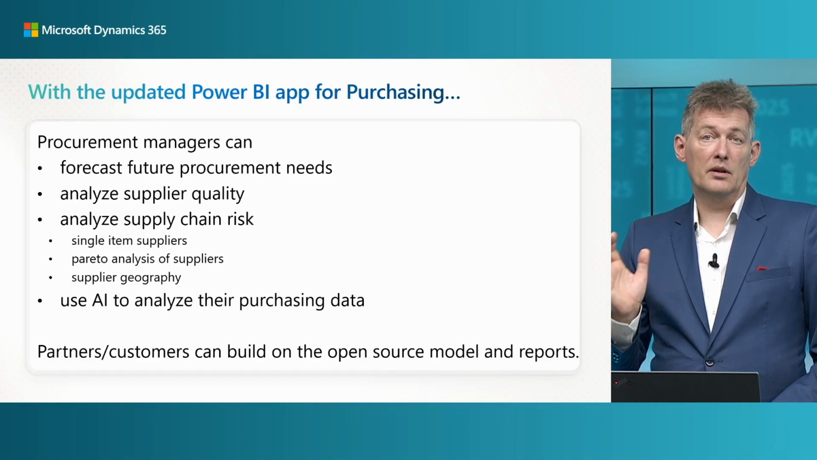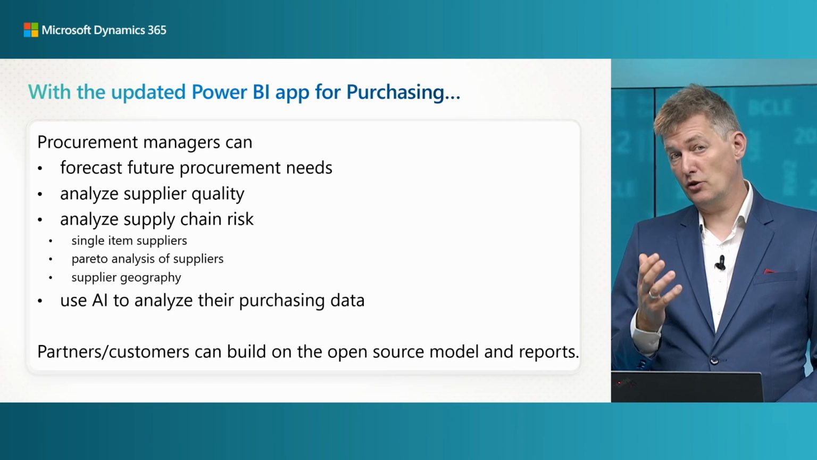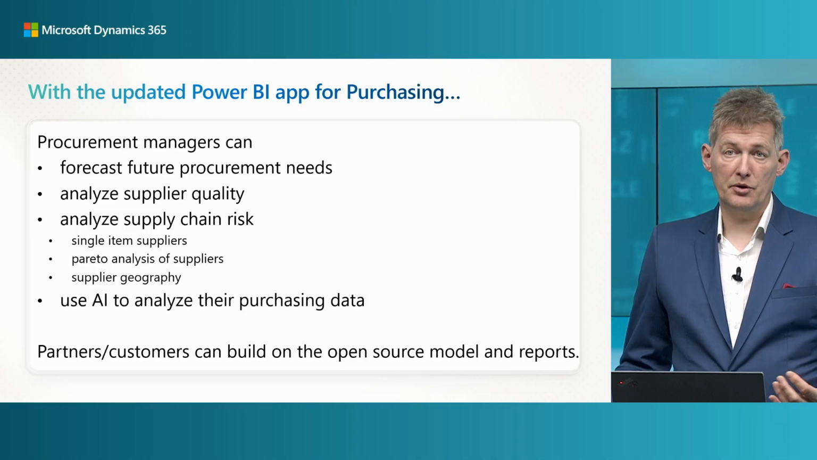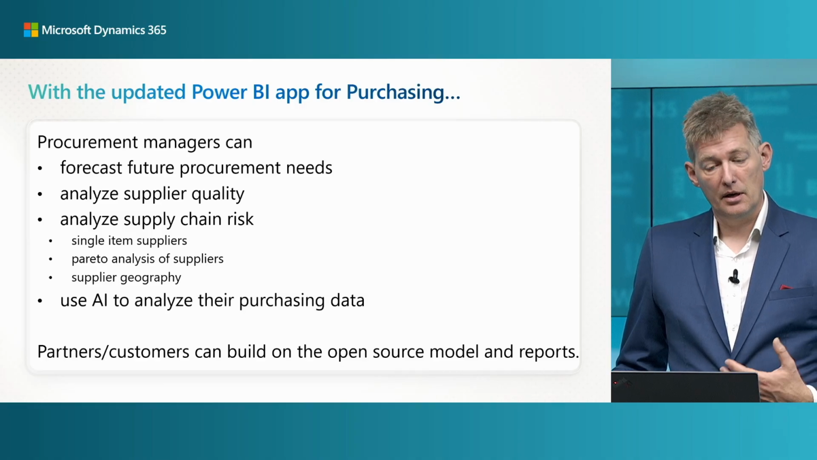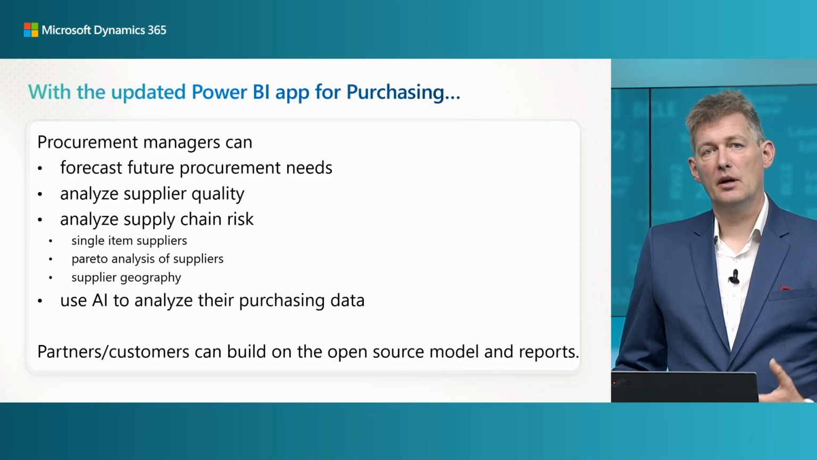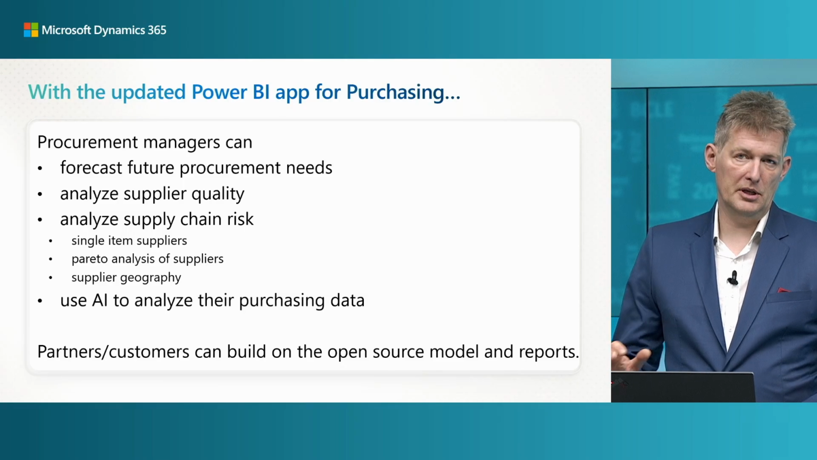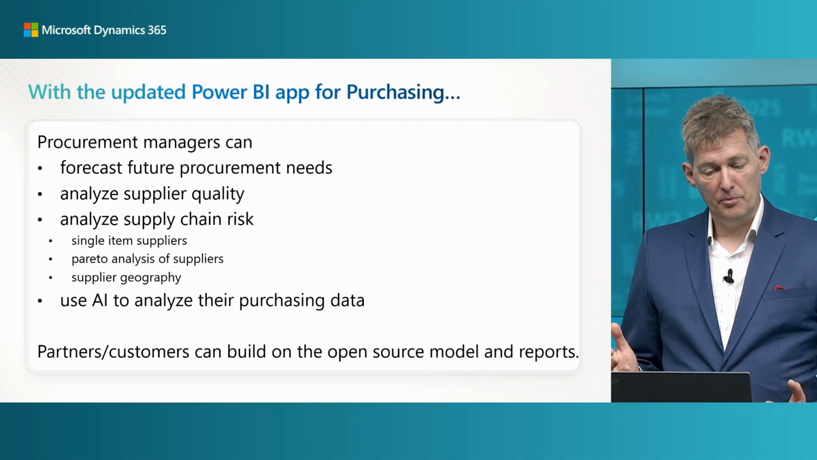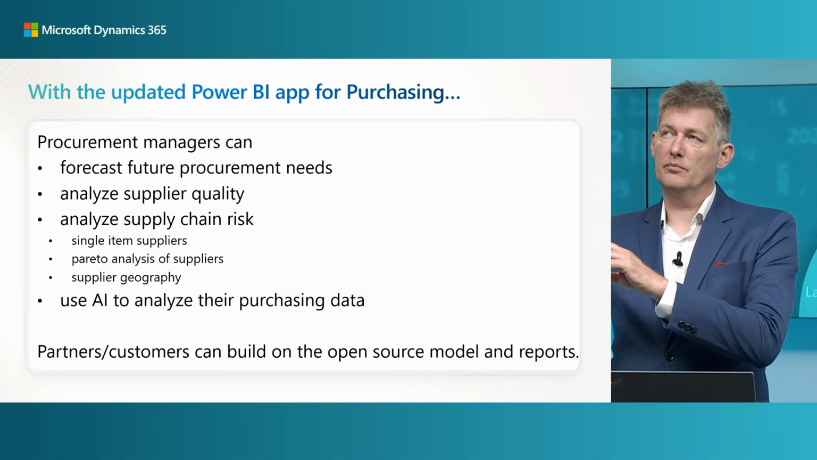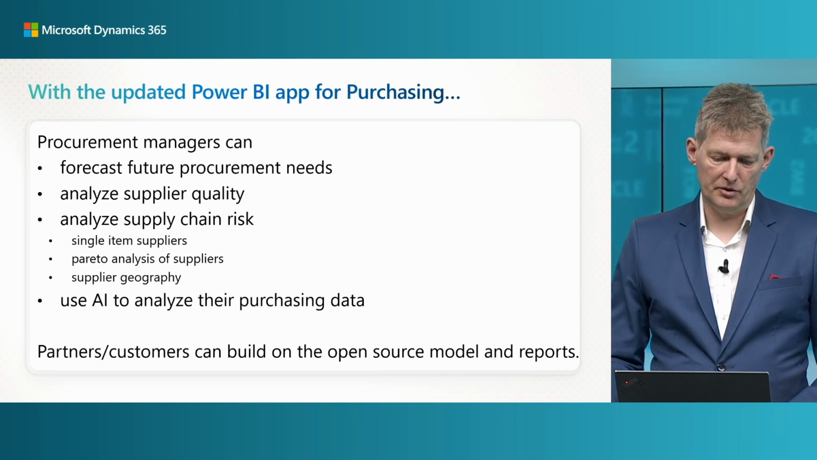So with the updated Power BI app for purchasing, we are trying to help you as a procurement manager to forecast future procurement needs, analyze your supplier quality, we'll come back to what that means, and also dive into supply chain risk. Some examples here could be simple single item suppliers, Pareto analysis of suppliers, like what's your supplier composition when you think about what you buy. I'll come back to that.